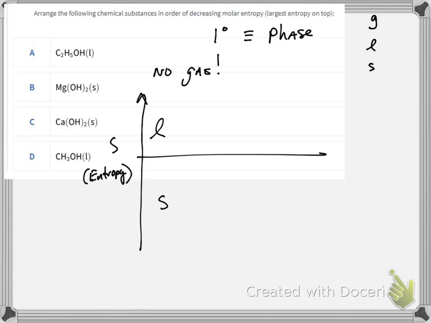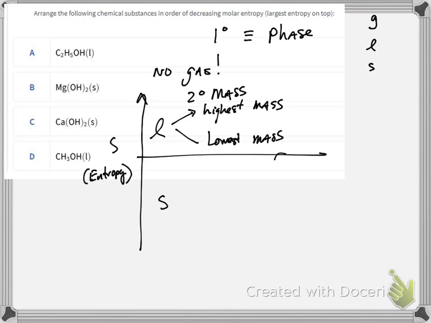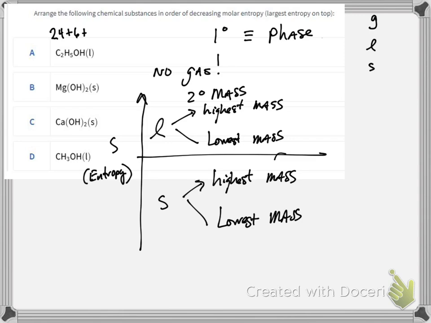And now within the phase, our secondary consideration is mass. So we're going to put the highest mass at the highest entropy within the phase. Lowest mass, same here, solid, highest mass, lowest mass. Okay, so that would be our ranking. And so that means we need to know the masses. So what we're going to do is just add up the molecular mass here.